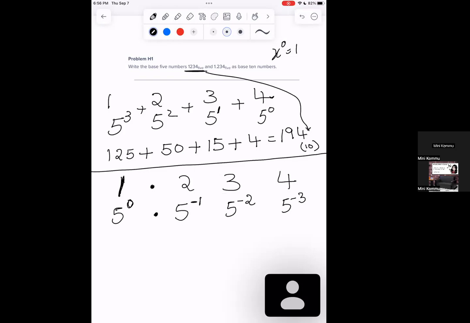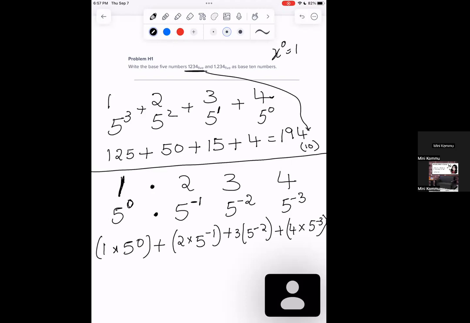All right. Now that we have the places, the number that we want to convert and the place values, we can just go ahead and do it just like the way we did it in the first problem. So this will be 1 times 5 to the power of 0, plus 2 times 5 to the power of negative 1, plus 3 times 5 to the power of negative 2, plus 4 times 5 to the power of negative 3. All right. Now, whatever calculations you do, guys, it's like simple arithmetic.